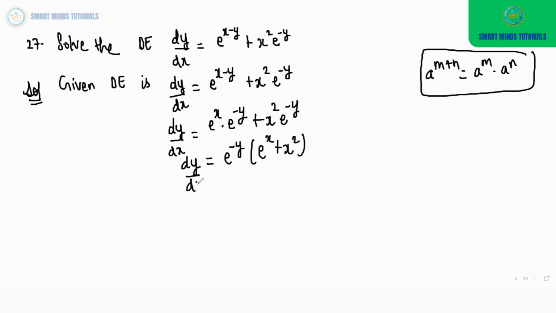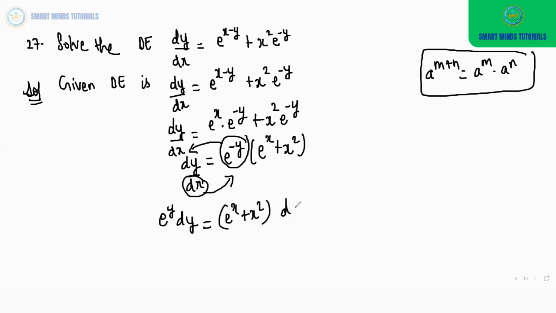Now what to do? Separating y terms and x terms. So this dx I will take right side. This e power minus y I will take left side. When I take e power minus y to the left side, it will become e power y dy is equal to e power x plus x square dx.